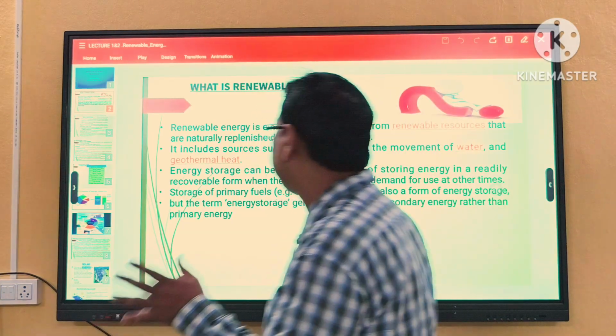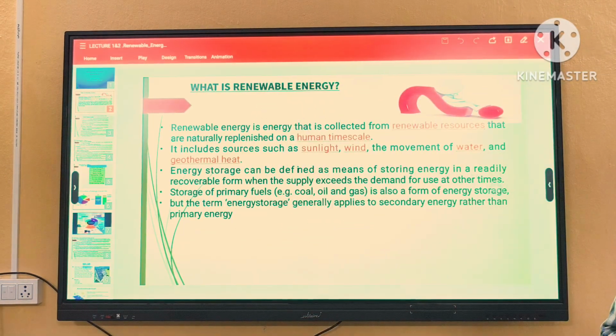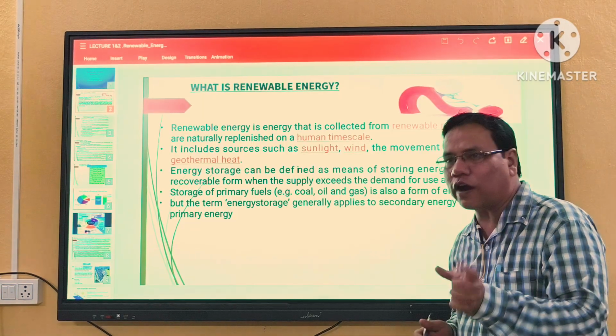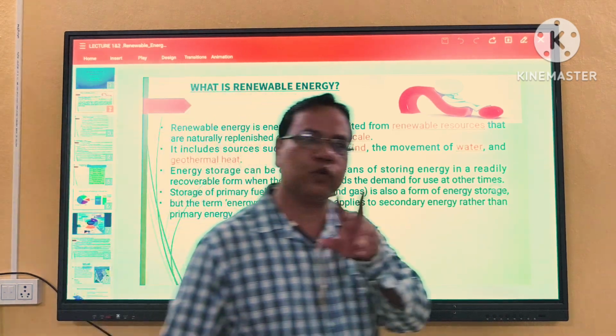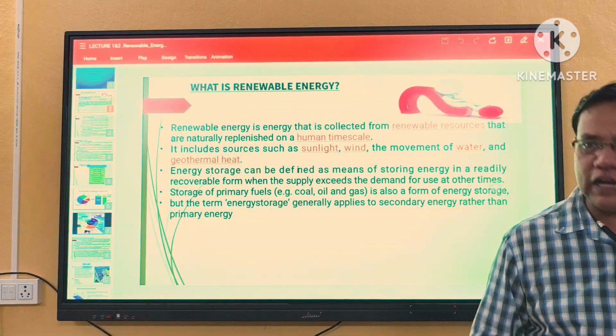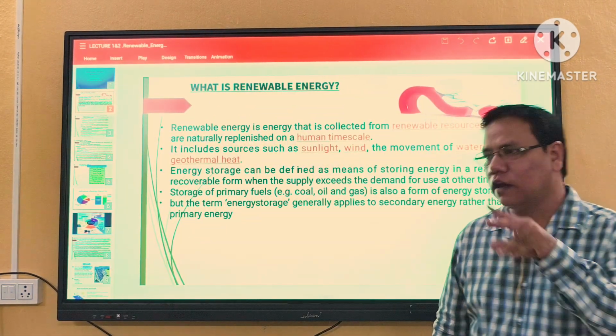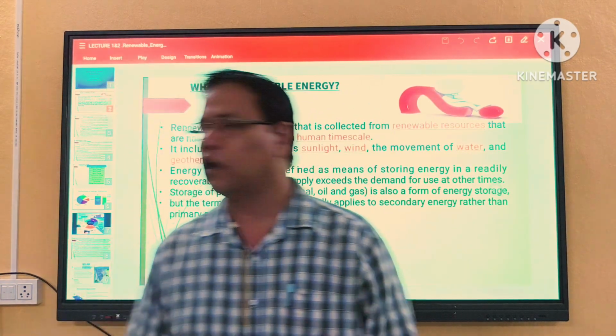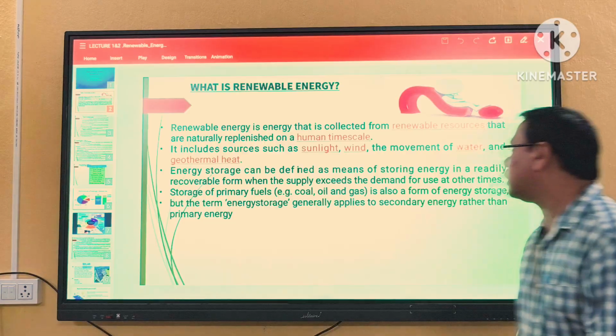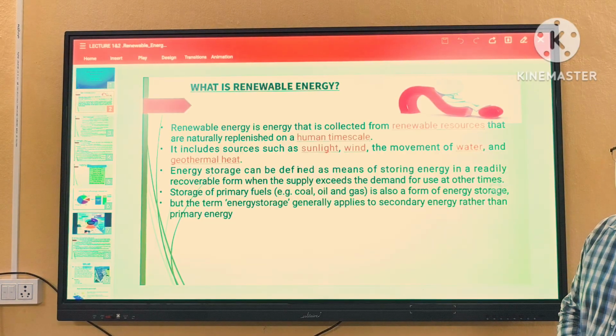Before that, we should know what a renewable energy source is, how we are getting the renewable energy source, and what the sources are that are called renewable. Basically, energy sources are of two types: non-renewable energy source and renewable energy source. Which one is called the non-renewable energy source?